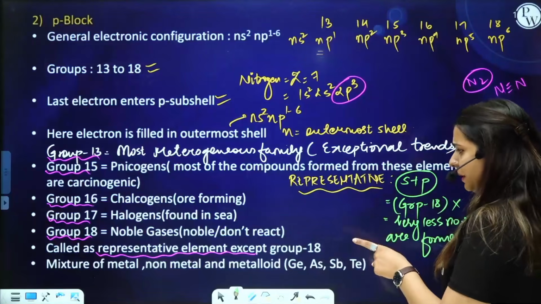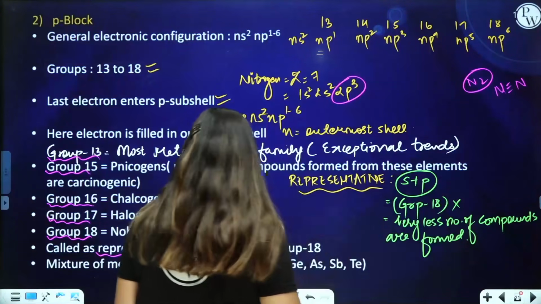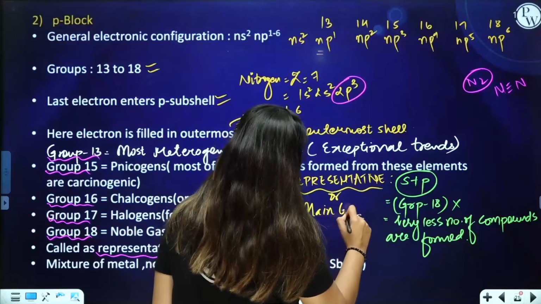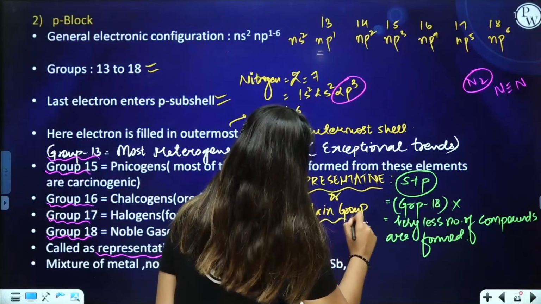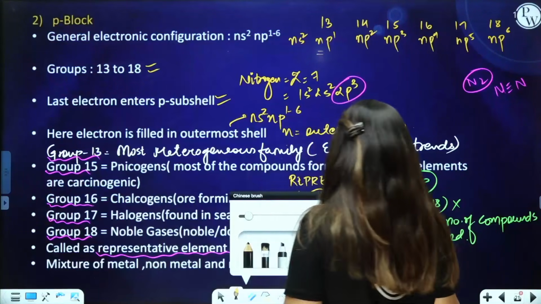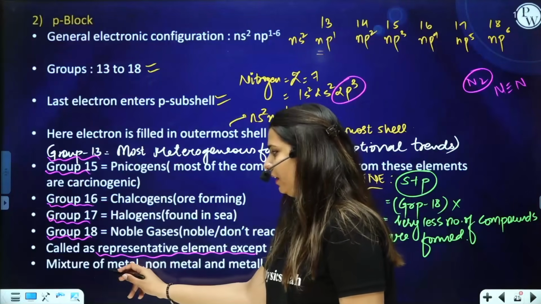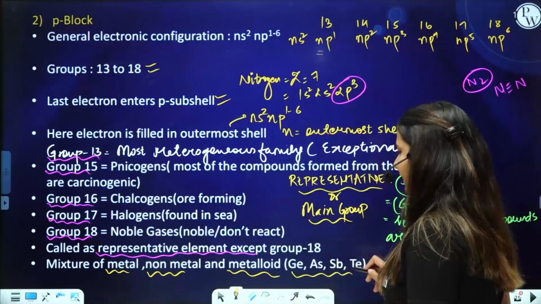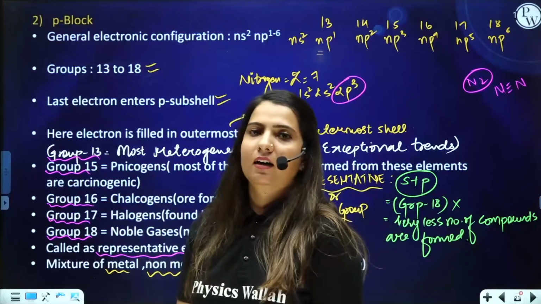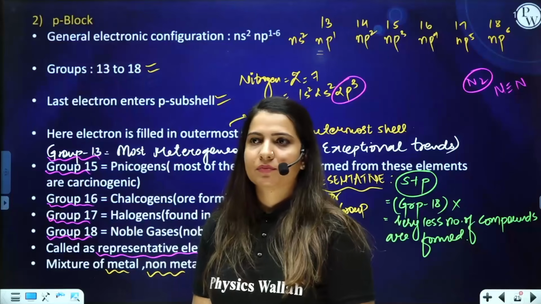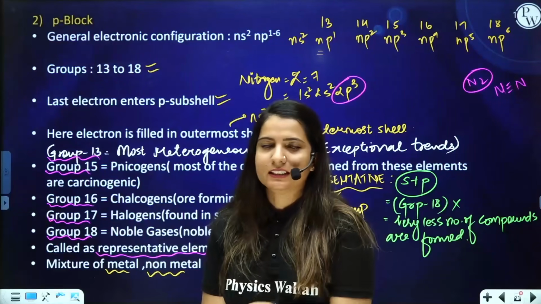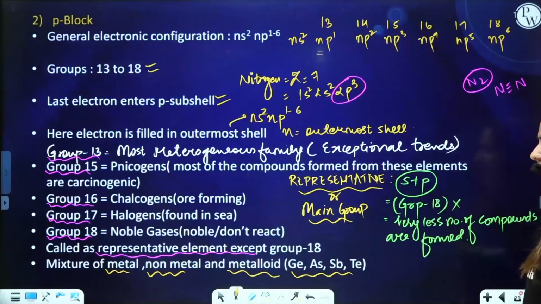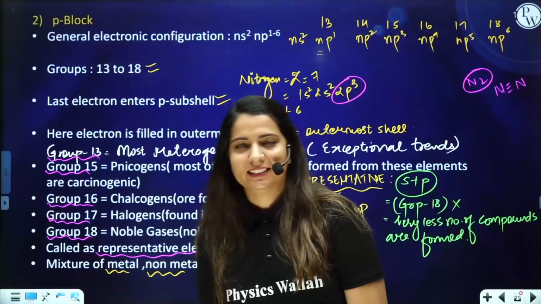Even the representative elements have a synonym, which is main group elements. There is a mixture of metals, non-metals and metalloids. Silicon is not a metalloid, silicon is a non-metal. Yes, it's an anomaly, but if you follow a good book, silicon is referred to as a non-metal. So germanium, arsenic, antimony and tellurium are considered metalloids, right? Let's move forward.